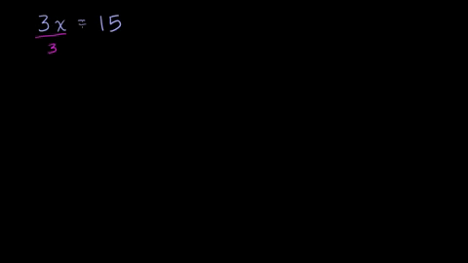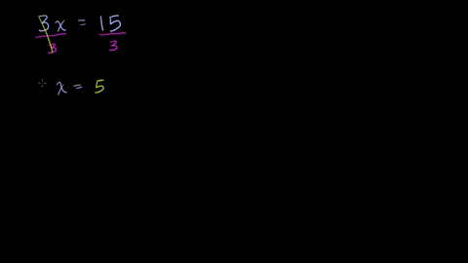Now, 3x was equal to 15. If I'm dividing the left side by 3, in order for the equality to still hold, I also have to divide the right side by 3. And what does that give us? Well, the left-hand side, we're just going to be left with an x. So it's just going to be an x. And then the right-hand side, what is 15 divided by 3? Well, it is just 5.